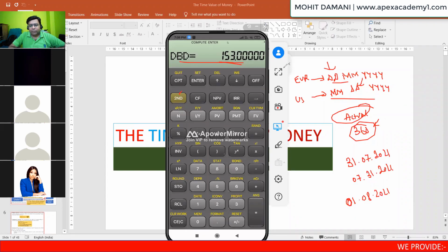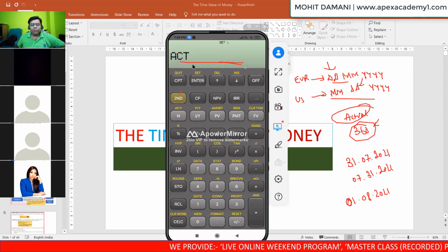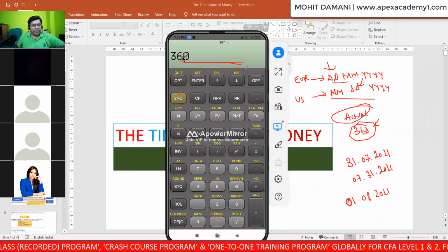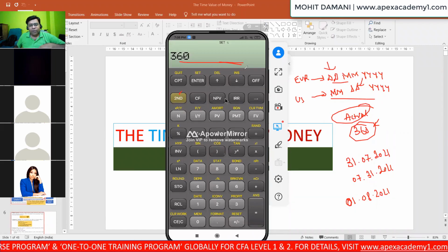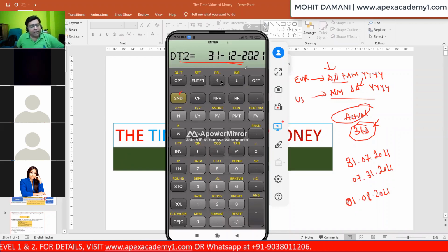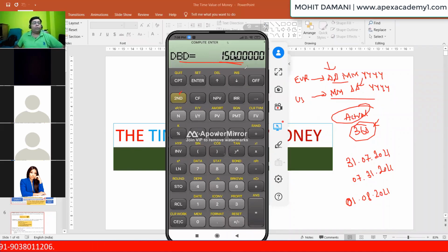Okay, one second. I will press arrow down to see actual. See, it is actual only. I reset it to 360: second and then enter. It is now in 360 mode. When you go above, the dates are the same. The ending date is 31st December, the starting date is 31st July. If I now press the compute button, it changes to 150. Why? Because my base of calculation is 360.